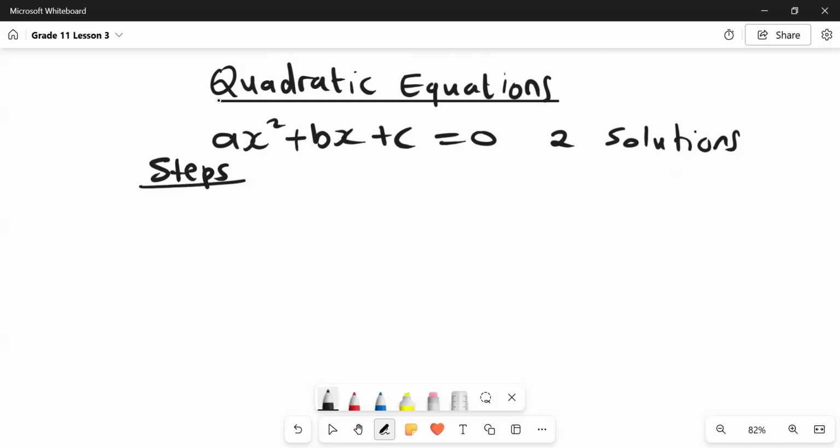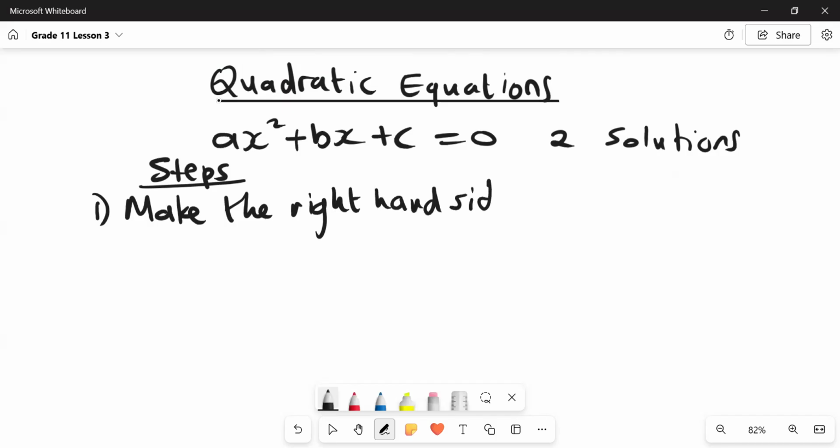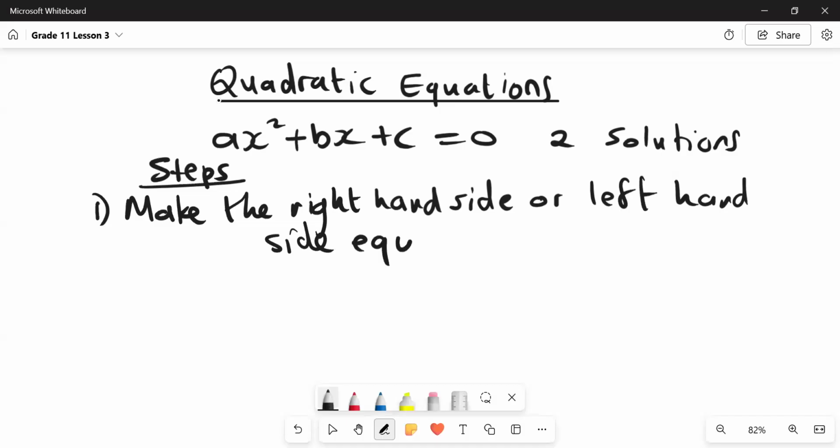So step number 1, you have to write these steps down. Make the right-hand side or left-hand side, left-hand side equals to 0. Don't mind my handwriting. So beautiful, ne?